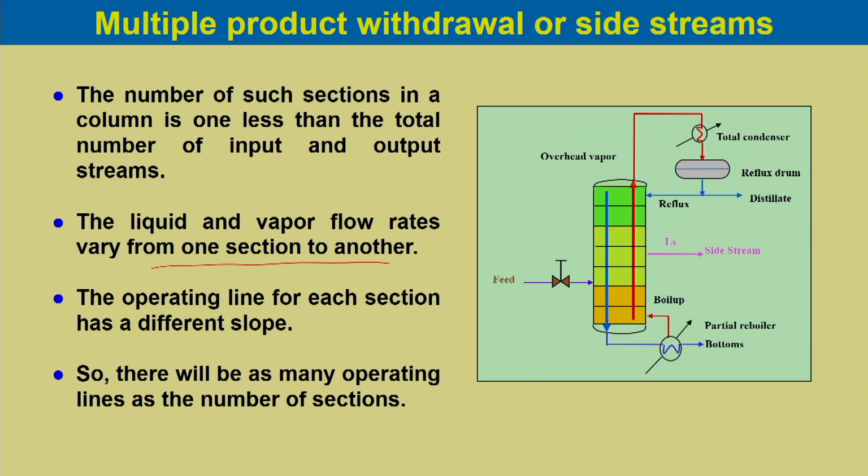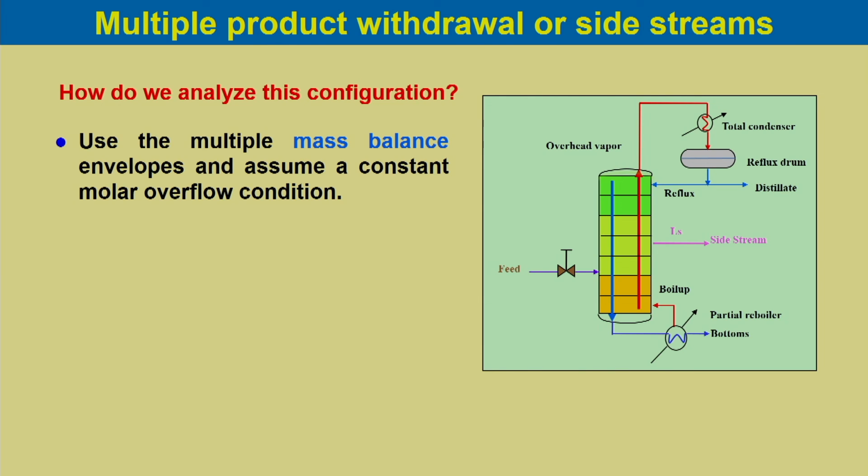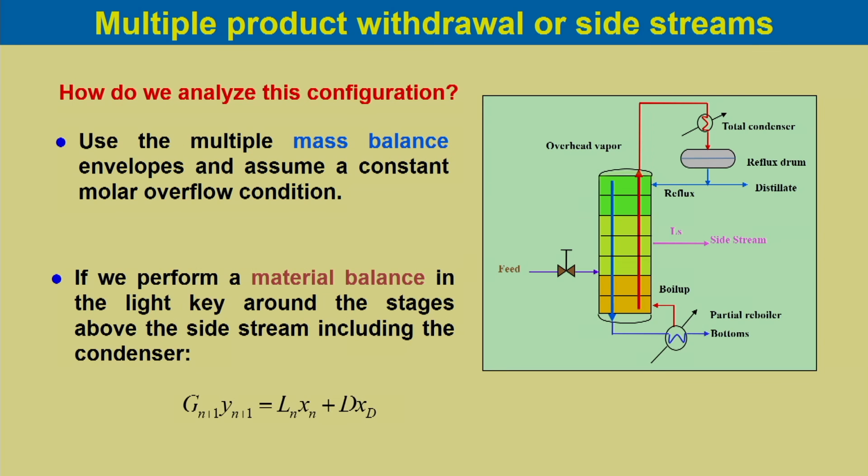So, there will be as many operating lines as the number of sections are increased, depending on the side streams. How do we analyze this configuration? Use multiple mass balance envelopes and assume a constant molar overflow condition. If we perform a material balance in light key around the stages above the side stream, including the condenser.